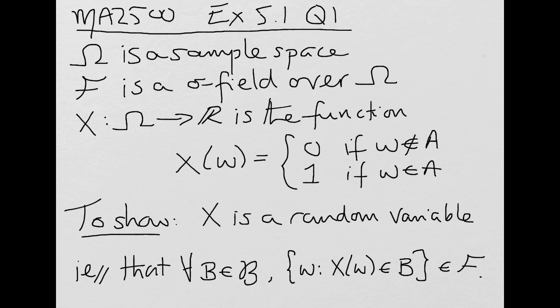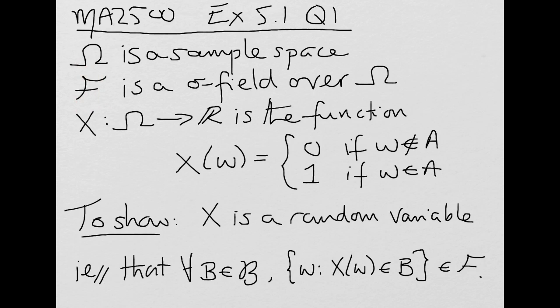In module MA2500, omega denotes a sample space, curly F denotes a sigma field over the sample space, and we have this function X which is the indicator function of the event A. And the challenge is to show that this function really is a random variable over the pair omega, curly F.